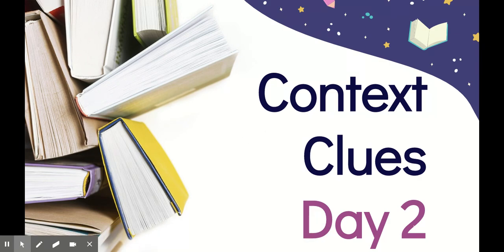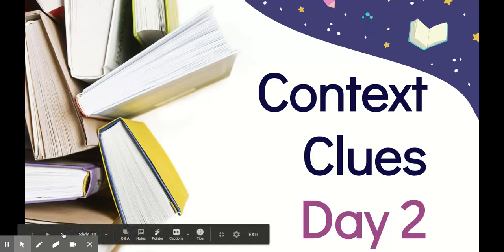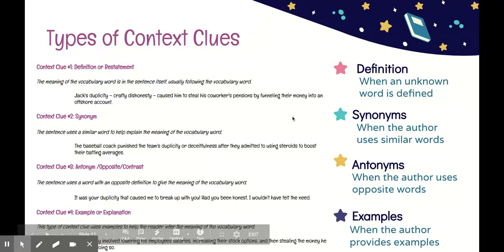Yesterday we learned what a context clue was. We learned that there were four types of context clues, and we practiced with two types, definitions and synonyms. So today we're going to focus, you all guessed it right, on the other two types of context clues.